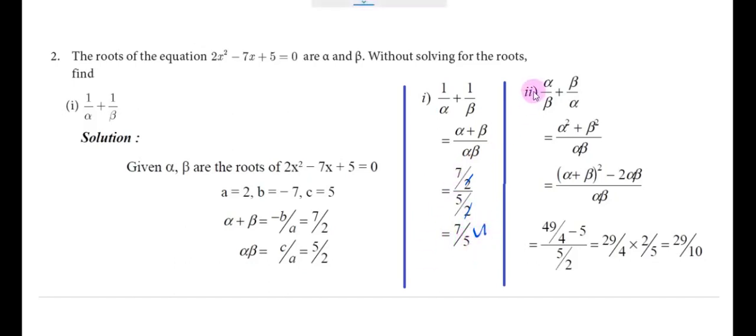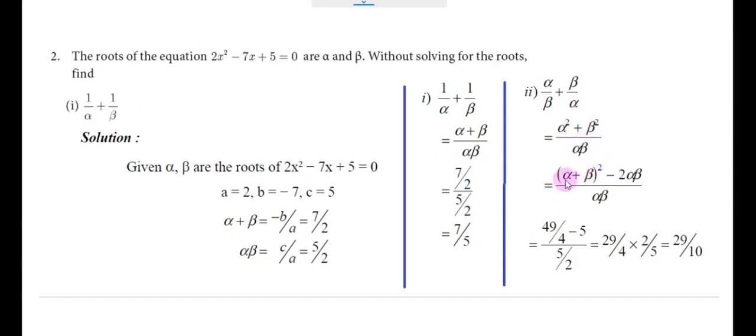Now subdivision 2: alpha by beta plus beta by alpha equal to alpha square. Okay, cross multiply: alpha square plus beta square by alpha beta. Look, this is alpha square, now this one beta square, now the base alpha beta. So alpha beta, that is equal to alpha square plus beta square.